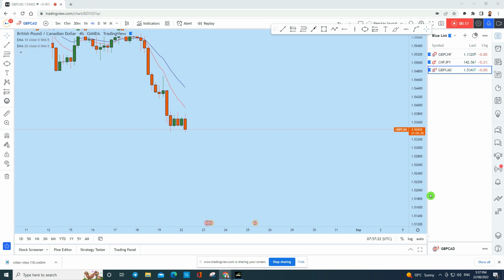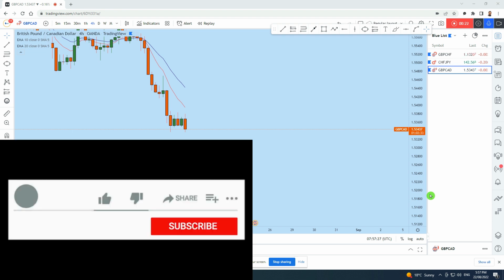Now, before we discuss these trading opportunities on the lower time frame, let's first look at them one by one based on the higher time frame, multi-time frame analysis. Then we'll come back to the lower time frame to see how we can trade these instruments.